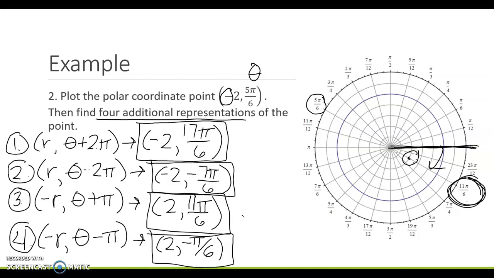Okay, we'll stop there for this video. Next video that I'm going to do is going to be the conversion equations back and forth from rectangular to polar, and vice versa.